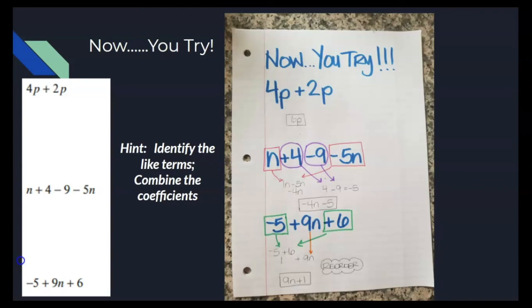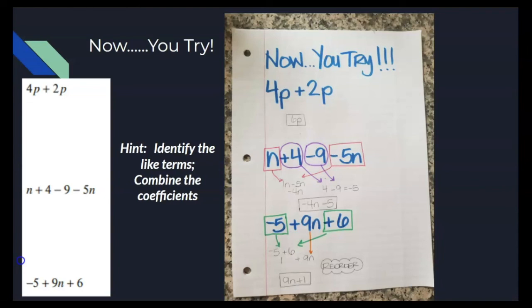So you have 6p. The next one is n plus 4 minus 9 minus 5n. So again, I use my boxes and my circles. You can use colors if you like. Either way is fine. But I have n minus 5n, which again, we said a variable without a number in front of it is understood to have a 1 there. So all variables have coefficients. If you don't see a number, it's a 1. So we have 1n minus 5n, which gives us negative 4n.